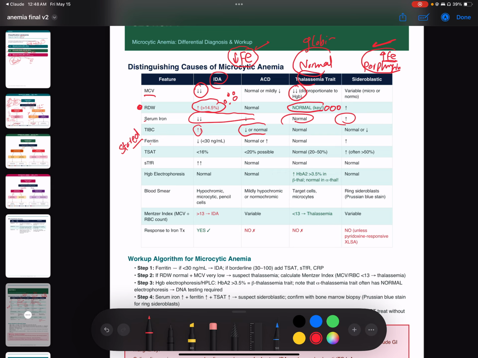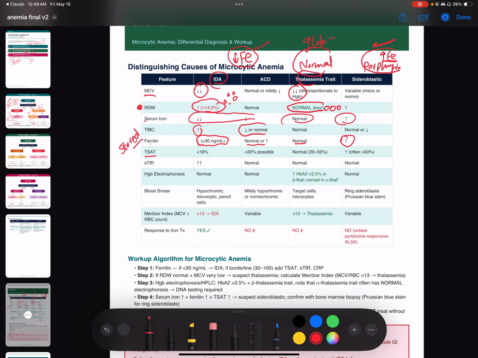Then we have the ferritin, which reflects the stored iron. So in anemia of chronic disease or iron deficiency anemia, you have low ferritin, you have low stored iron. But here you have normal, and here you have iron excess because you keep absorbing this iron, but you cannot use it because you cannot put it on a porphyrin ring to produce heme, right?